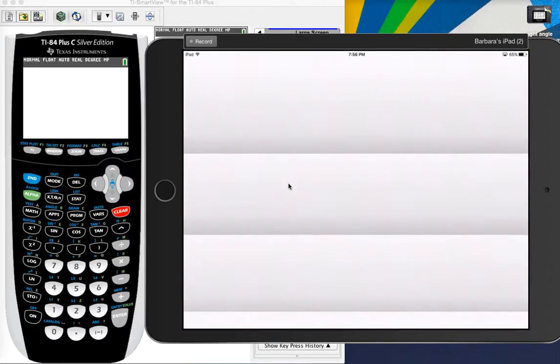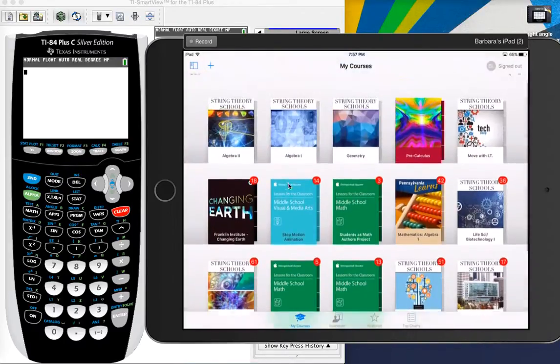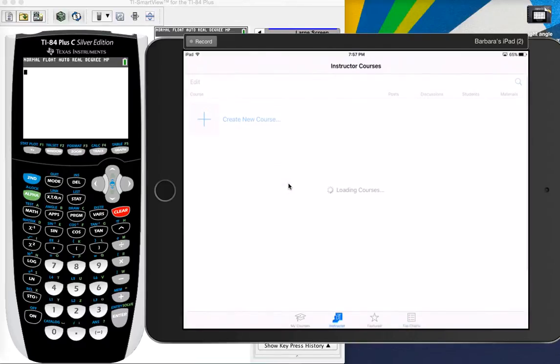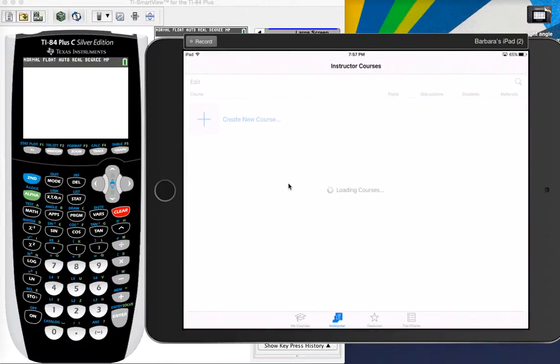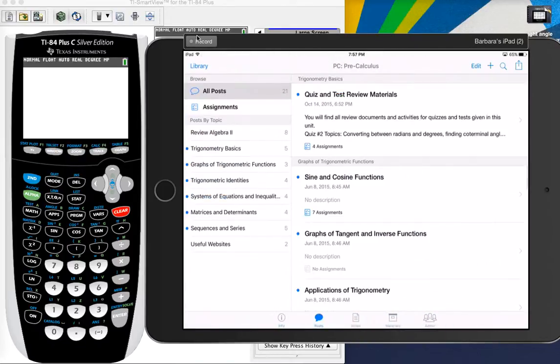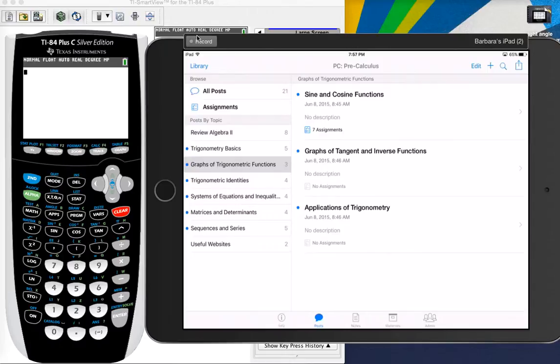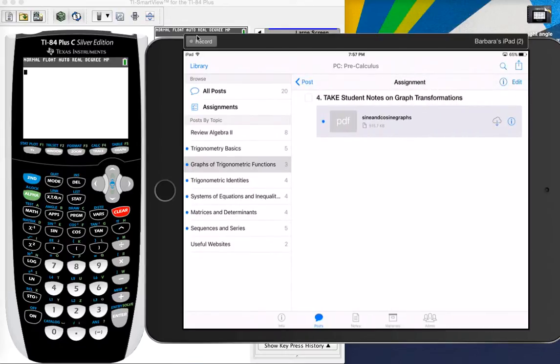The first thing that you're going to do is log into your iTunes U. The notes that I'm getting will also be filled out and sent to you guys. So we're under graphs of trigonometric functions, sine and cosine, and we are taking student notes, number 4.